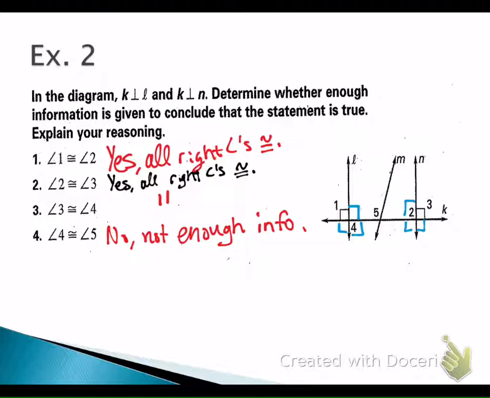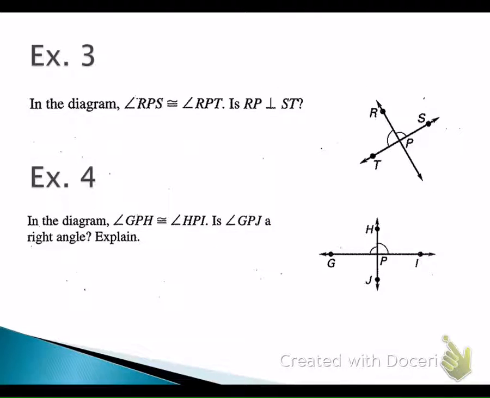Okay? So on these types of questions, look to see if they're both right angles. If they're both right angles, yes, they're congruent because all right angles are congruent. If one of them is not labeled or you don't have enough information, then it's no, not enough information. Okay? Let's see if we can find something a little more exciting. Oh, yeah, here it is.